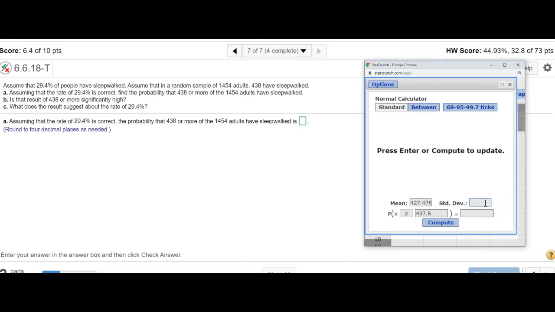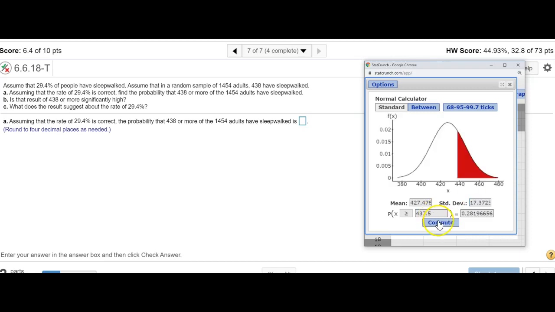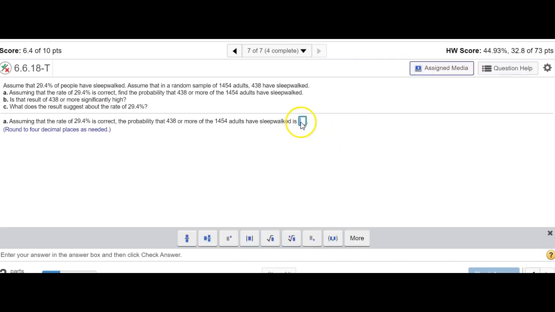So plugging those numbers into my calculator, 1454 times 0.706 times 0.294 gives me 17.372335, and I'm going to compute that. So I'm getting this number here. I'm going to round, looks like I'm going to round up, so rounding this to this number.